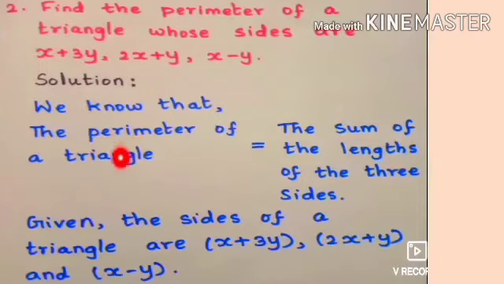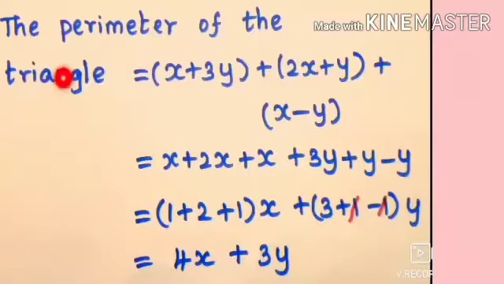Students, we know that the perimeter of a triangle is the sum of the lengths of the three sides. So we have to add all the given sides. The sides of the triangle given as algebraic expressions are x plus 3y, 2x plus y, and the last side, x minus y. Here the perimeter of the triangle is the sum of the lengths of the three sides, that is x plus 3y plus, sum means we have to add, 2x plus y plus x minus y, the last expression.